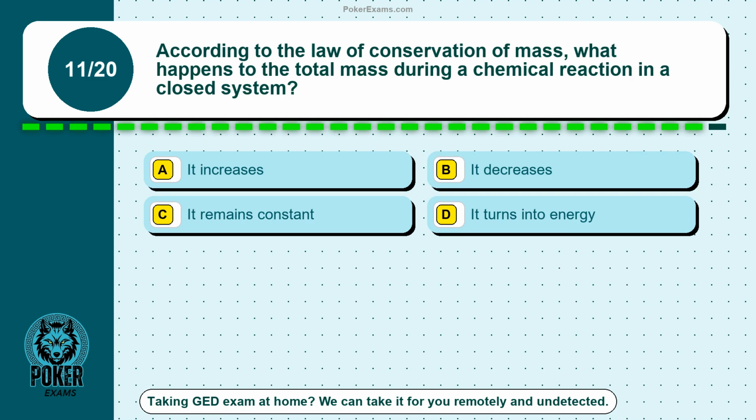Question 11. According to the law of conservation of mass, what happens to the total mass during a chemical reaction in a closed system? Option A. It increases. Option B. It decreases. Option C. It remains constant. Option D. It turns into energy.